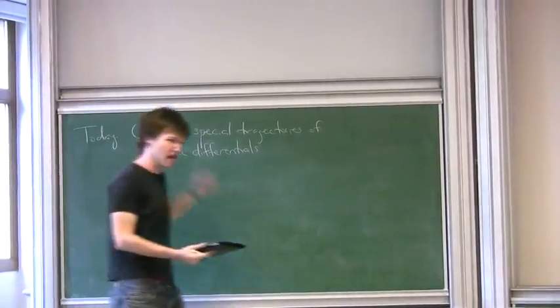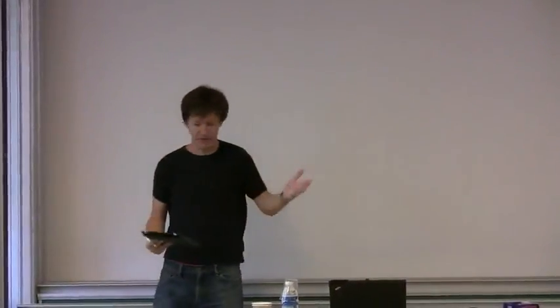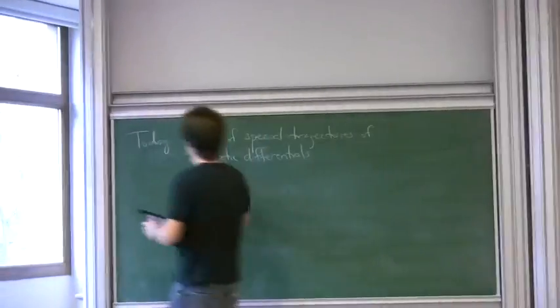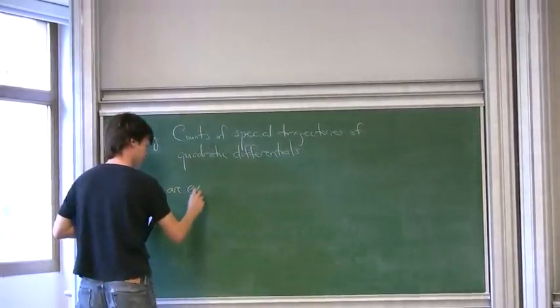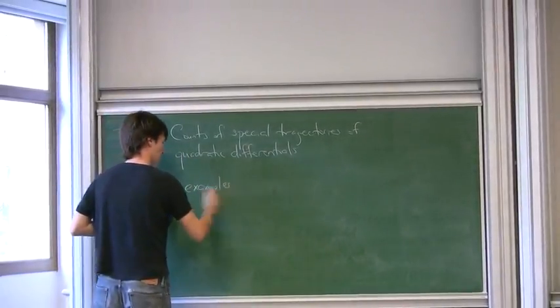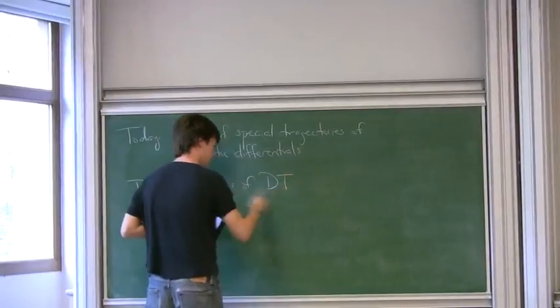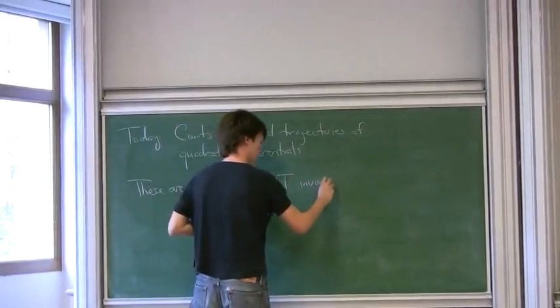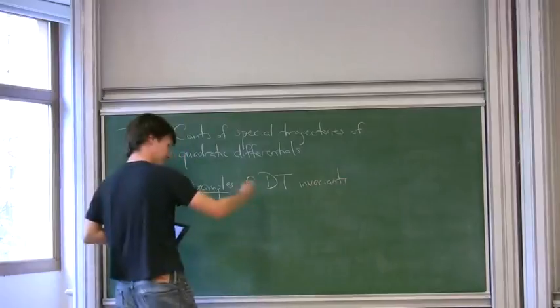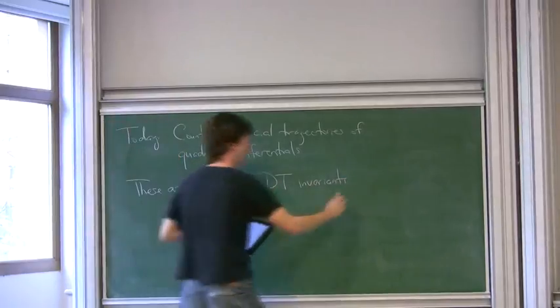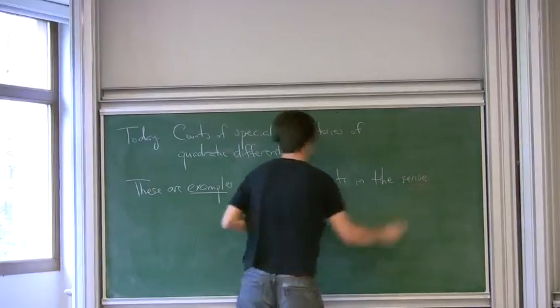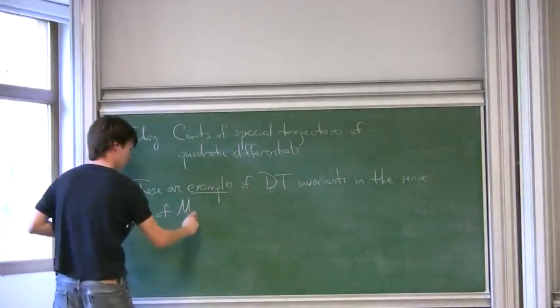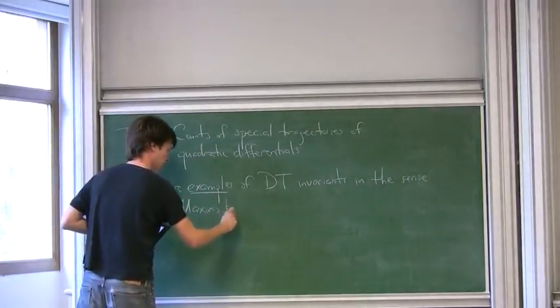So what I want to explain is that these objects, which are sort of reasonably concrete things, are actually examples of the story that Maxime told. So the story is going to be that these are examples of Donaldson-Thomas invariants. Maybe they should be called generalized Donaldson-Thomas invariants, but I guess these days we just call them Donaldson-Thomas invariants. Anyway, in the sense of Maxime's talk, this morning.